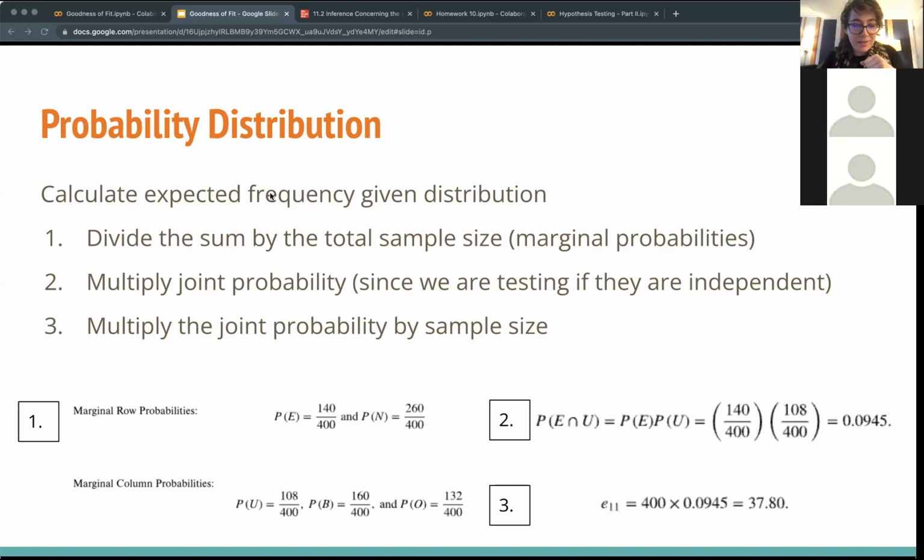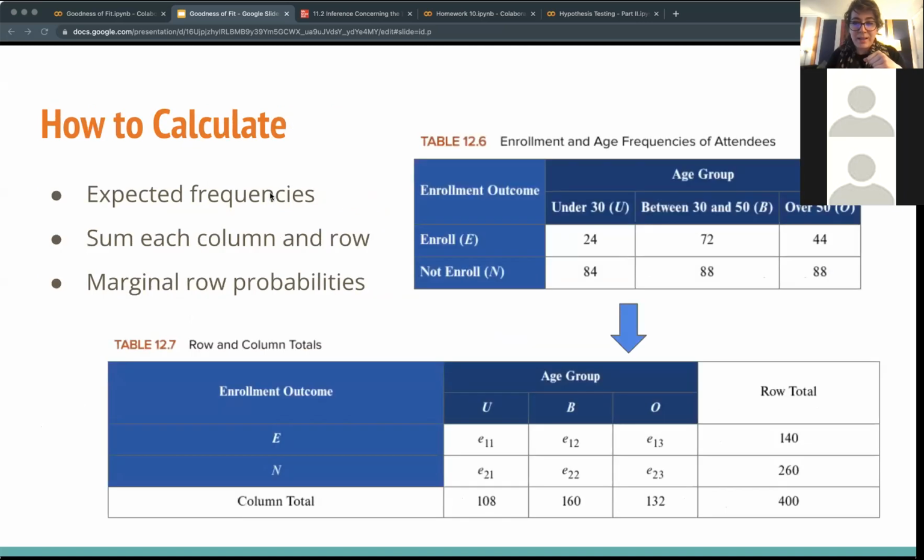So this was just, again, a lot of steps to get at this understanding of, given an age group, what's the probability that someone would enroll or not enroll? And we're trying to test if there is a significant difference between these different proportions for us to say that they are independent of each other.